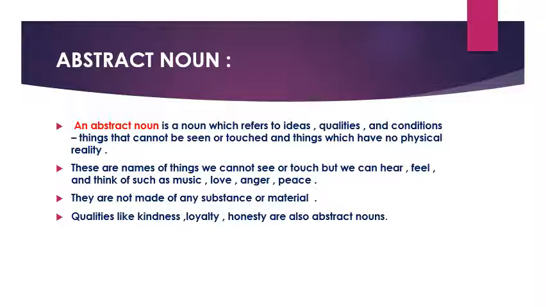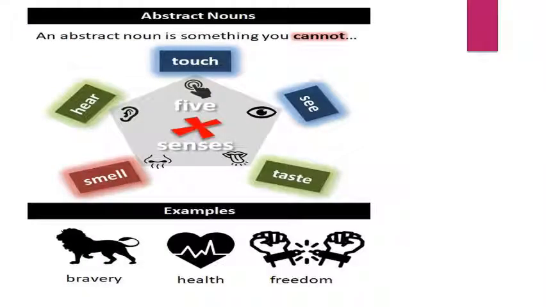Qualities like kindness, loyalty, honesty, all will be called abstract nouns. Let us see through examples here. An abstract noun is something you cannot touch, see, taste, smell, but you can hear. But you see the examples here. Bravery. Bravery you cannot see, but you can feel. Health of any person. Freedom. These are the examples of abstract nouns.